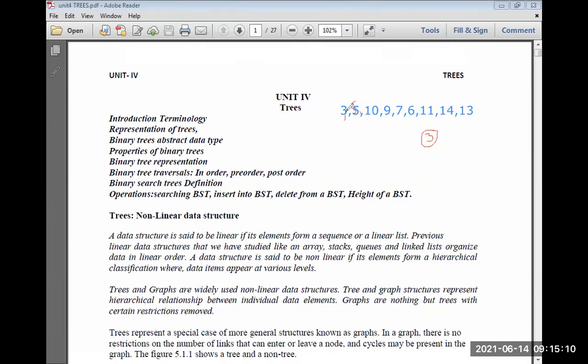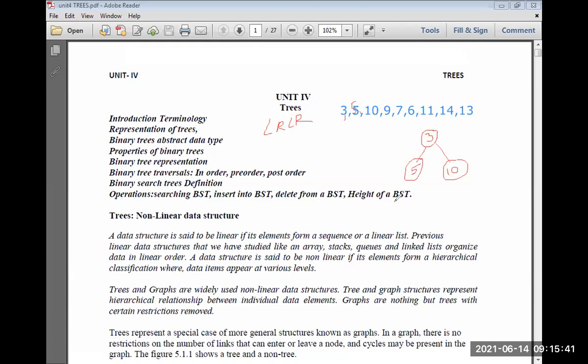Then in a binary tree, you insert by using directions. That is, first left, then right, again left, right, and so on. So the next element is 5, so I insert 5 here. Next element 10, I insert on the right side. Okay, so a binary tree node contains only 0 nodes or 1 node or 2 nodes. So here 2 nodes are over.